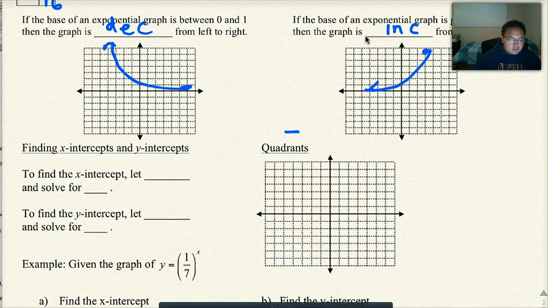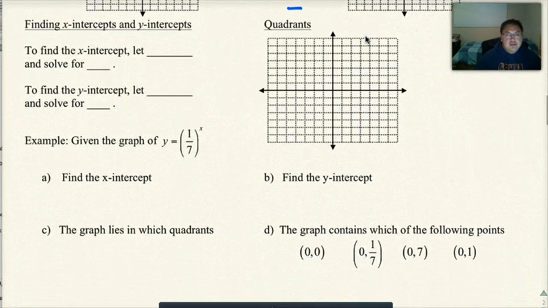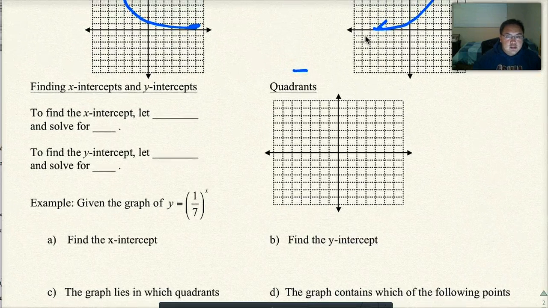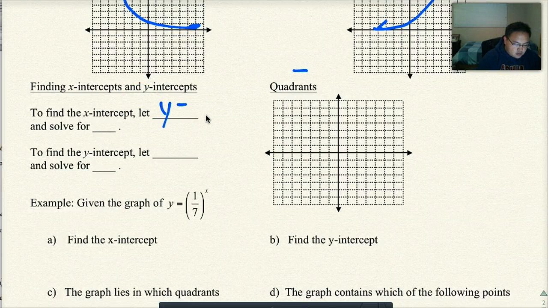Okay. Now, to find x and y intercepts. Some of you may have forgotten about this, so that's why this is the review unit. To find the x-intercept, to find where it crosses the x-axis, what you have to do is let y equal 0, because at the x-intercept, where it crosses the x-axis, y equals 0, and solve for x. To find the y-intercept, where it crosses the y-axis, you need to let x equal 0, on this axis x equals 0, and you have to solve for y.